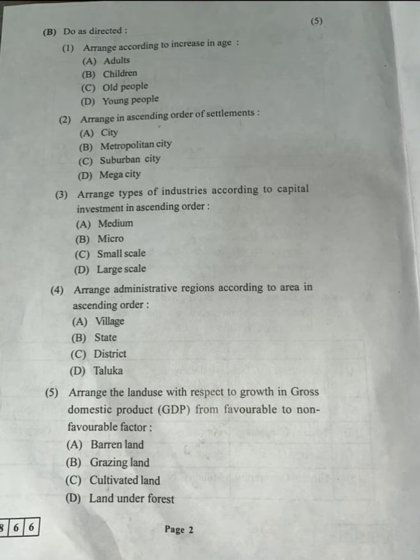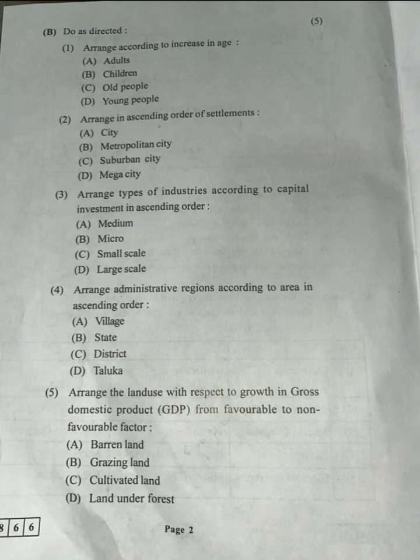The capital investment is very small in micro, after that in small scale, after that in medium, and then in large scale. Now the fourth question is arrange administrative regions according to the area in ascending order. So this is a very easy question. Even a 7th to 8th standard student can solve this question. So here the solution is village. After village we have taluka, after taluka we have district, and after district we have state.